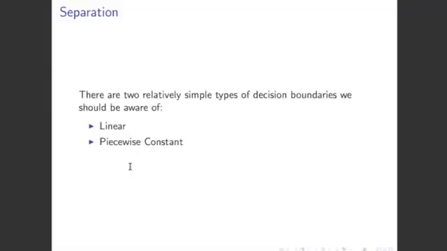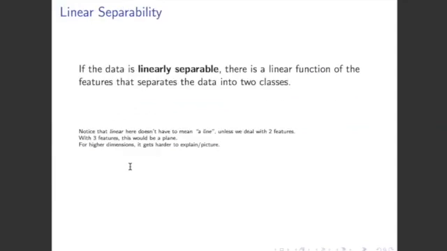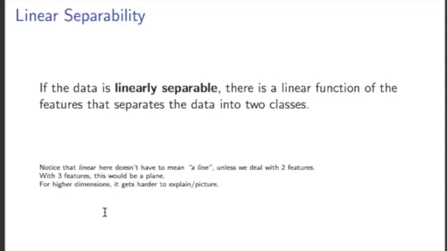There are two relatively simple types of decision boundaries we should be aware of. One is the linear, and the other is piecewise constant. If the data is linearly separable, there's a linear function of the features that separates the data into two classes. Notice that linear here doesn't necessarily have to mean a line.